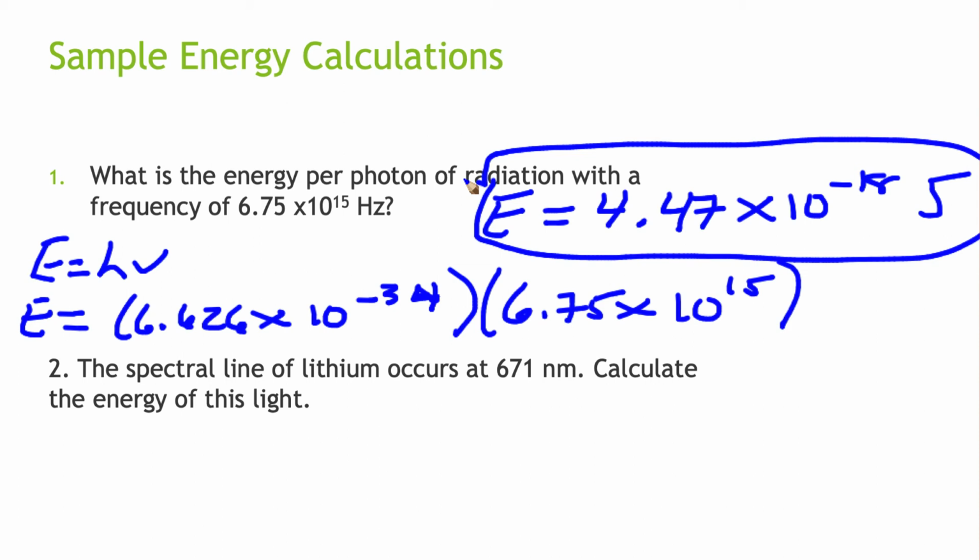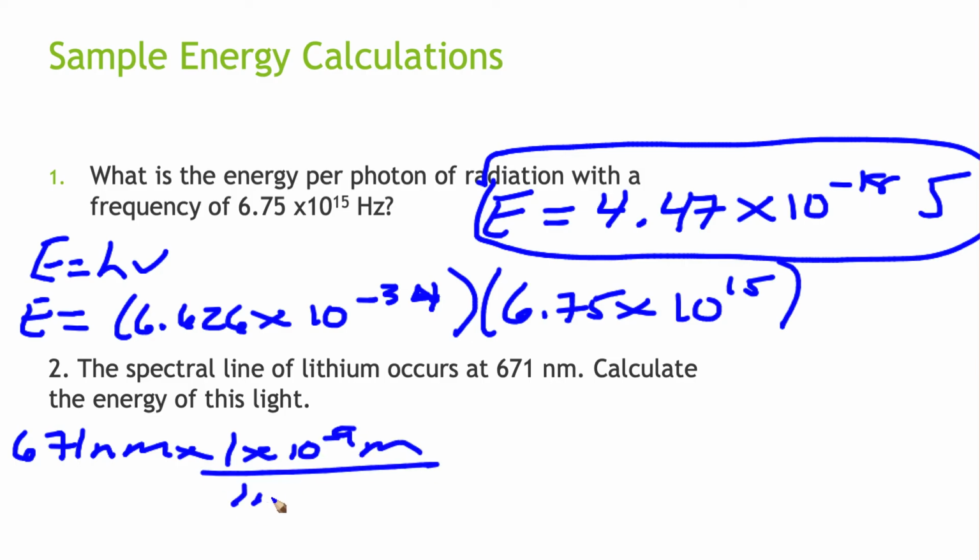Now it says the spectral line of lithium occurs at 671 nanometers. Before I even look at what I'm calculating, I see nanometers there. I know I need to change that to meters. I already know that. Now I want to calculate energy. I'm going to erase this because there's not a lot of room here. 6.7 times 10 to the negative 7th meters. That's our wavelength.